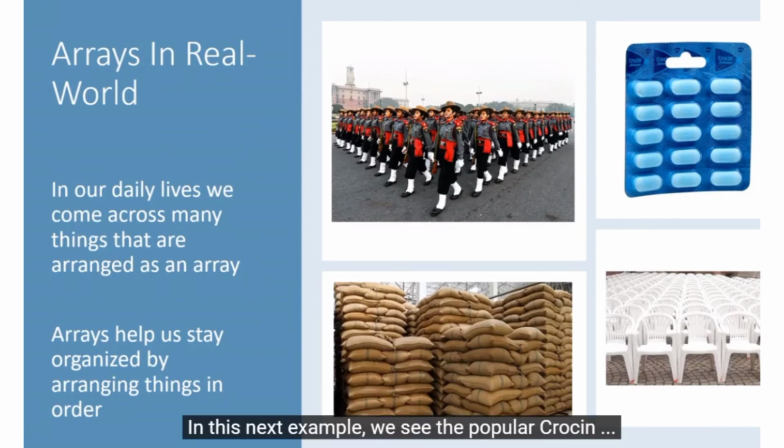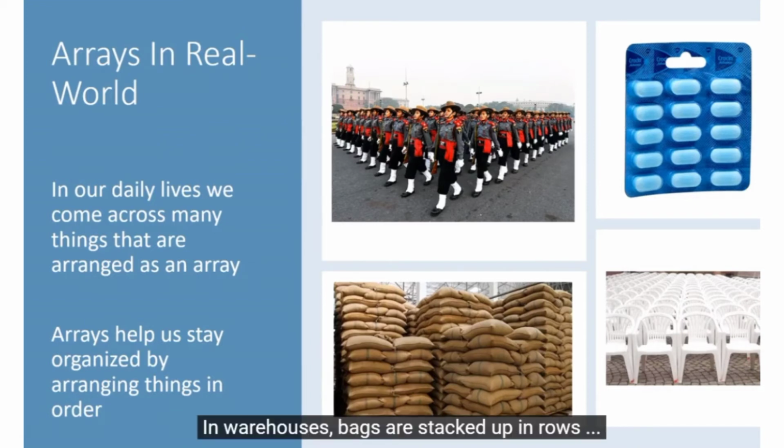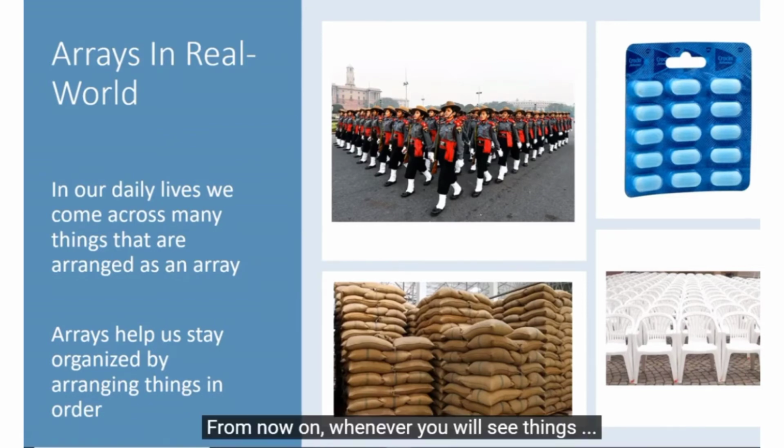In this next example, we see the popular Crocin tablets lined up in a foil blister pack to create an array. In warehouses, bags are stacked up in rows and columns, forming arrays. For a gathering, chairs are usually arranged in rows and columns. From now on, whenever you see things arranged in rows and columns, these examples will immediately remind you that they are organized as an array.